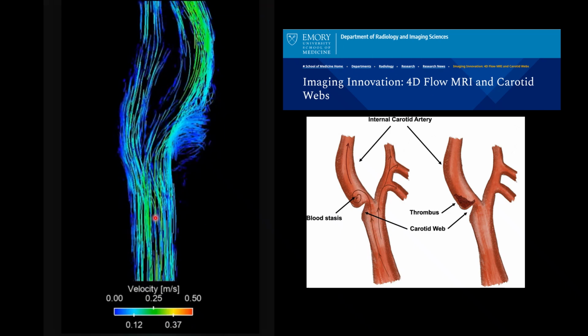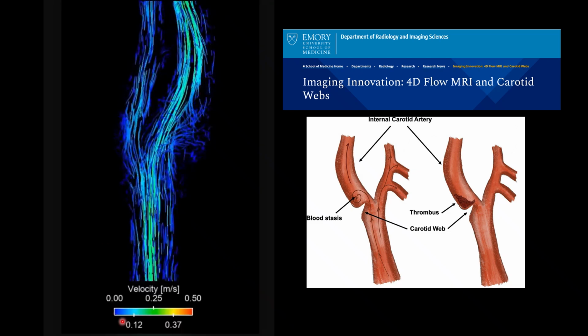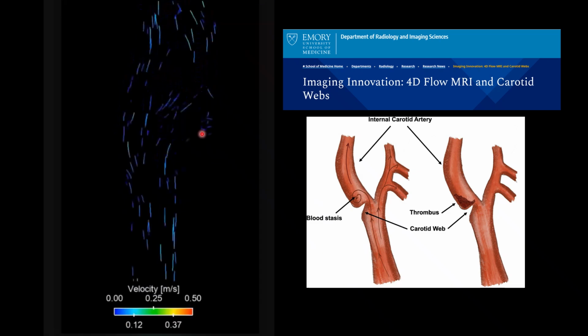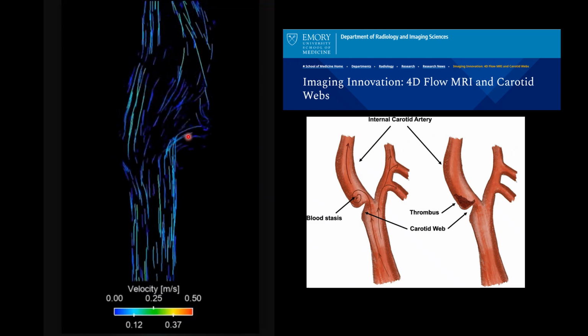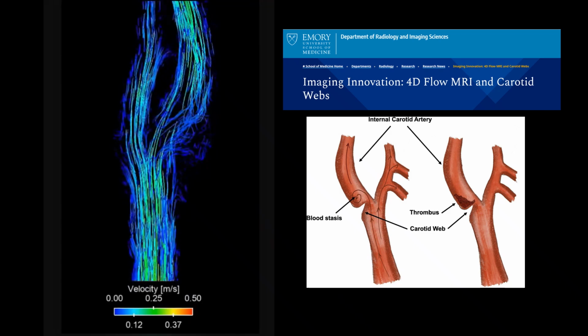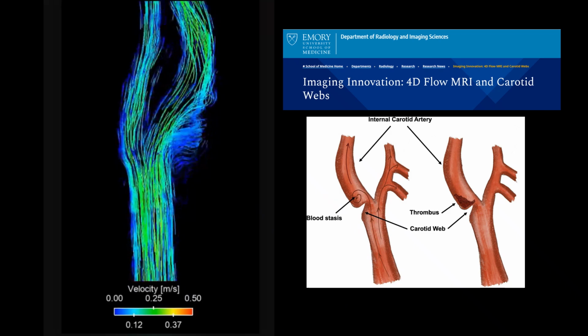Here we are able to see this is a 4D flow MRI. The blue is the lower scale. So on the superior aspect of the web, there is sluggish flow or stasis flow which is documented, and this leads to the thrombus formation.